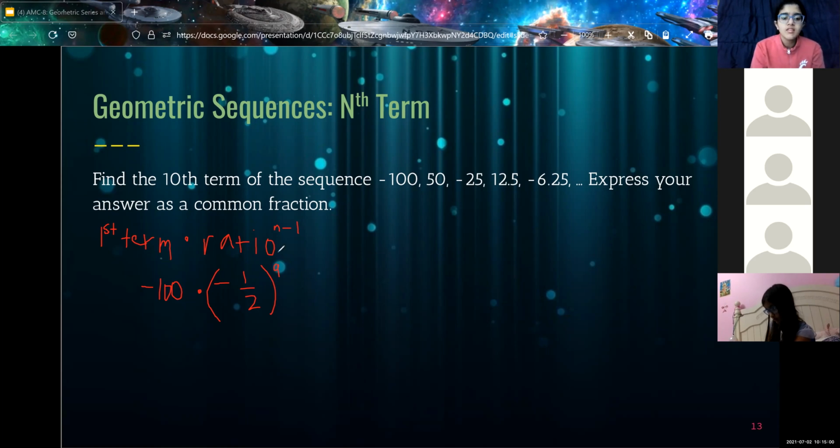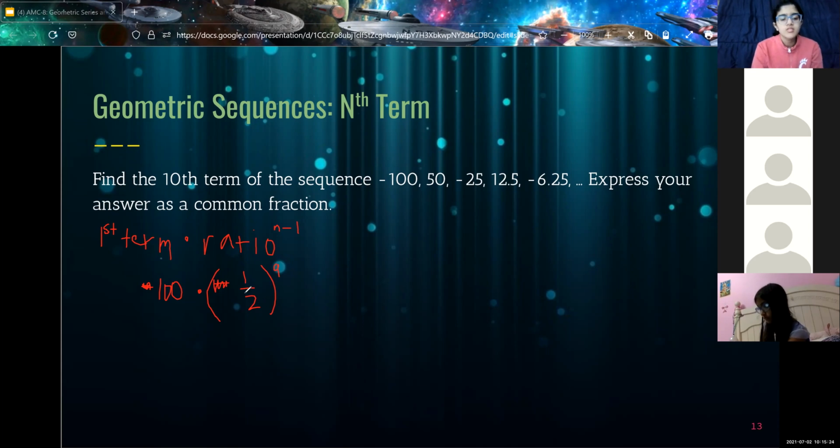So when it's an odd power of a negative number, that means that number is going to have a negative in it, right? It's going to have a negative before. So that's going to mean that this negative and this negative cancel out, right? Okay, so if these negatives cancel out, we just get 100 times 1 over 2 to the power of 9.